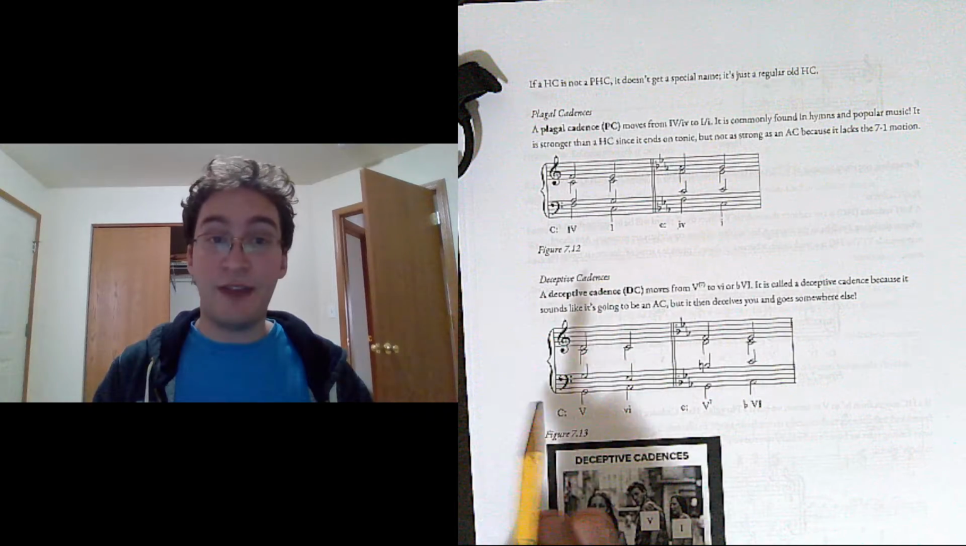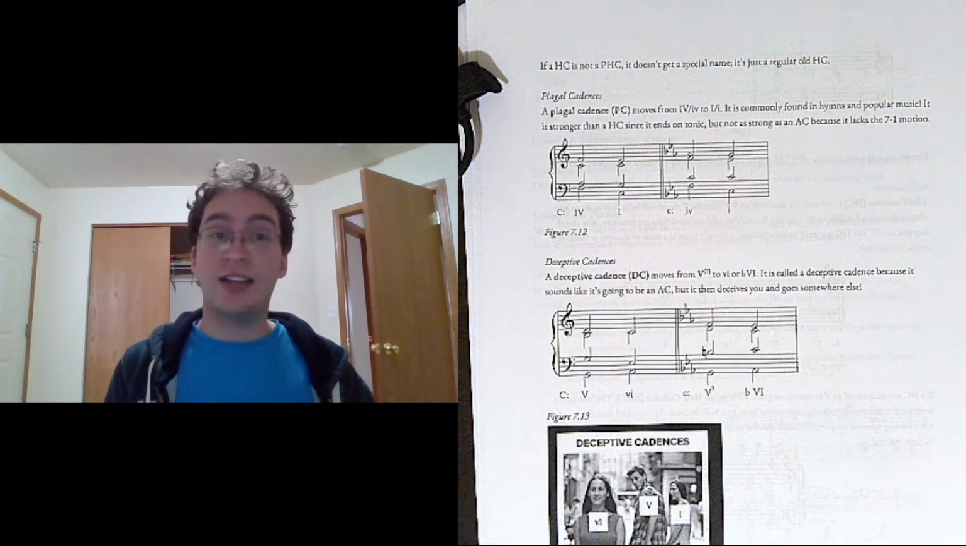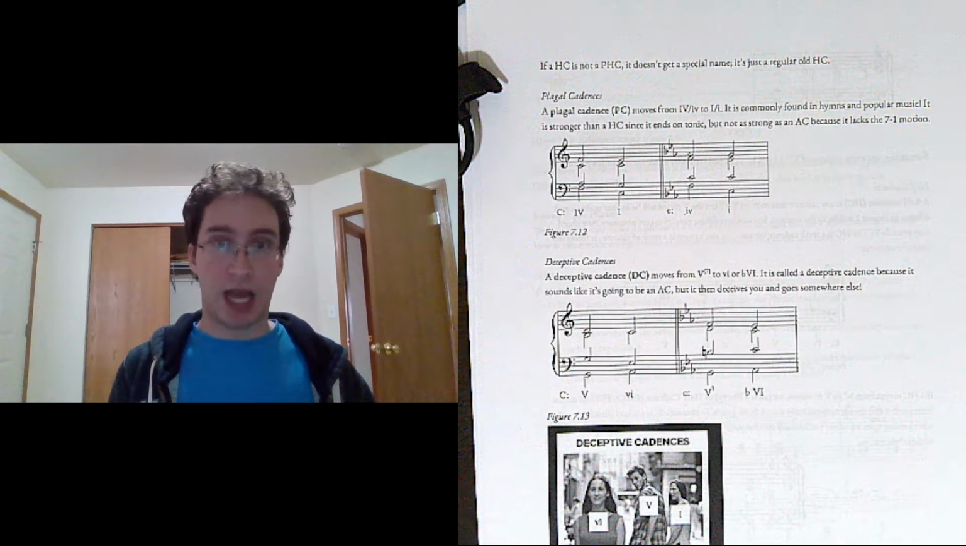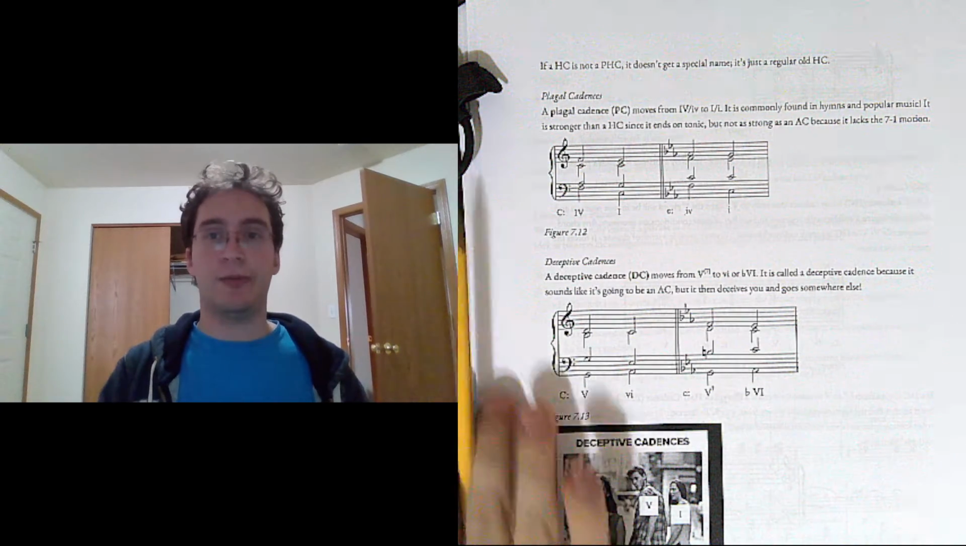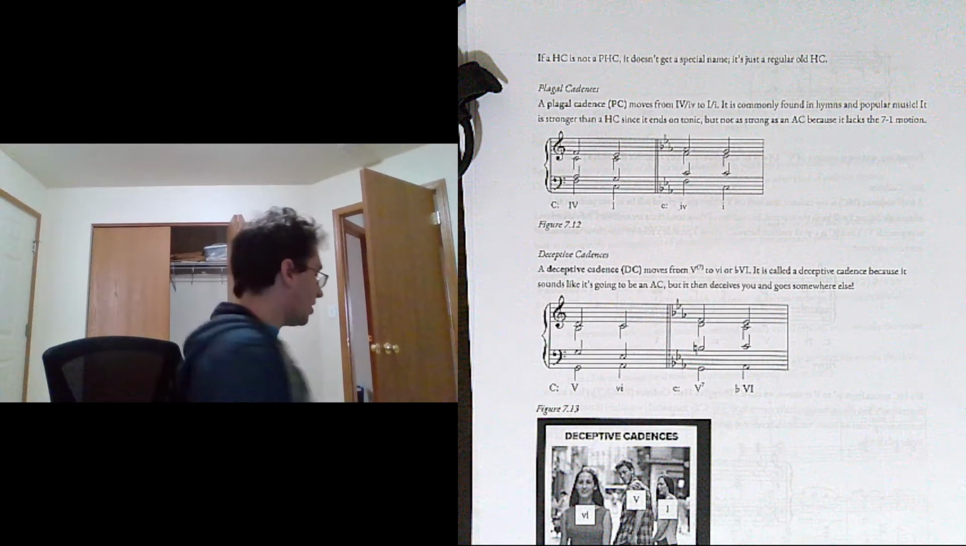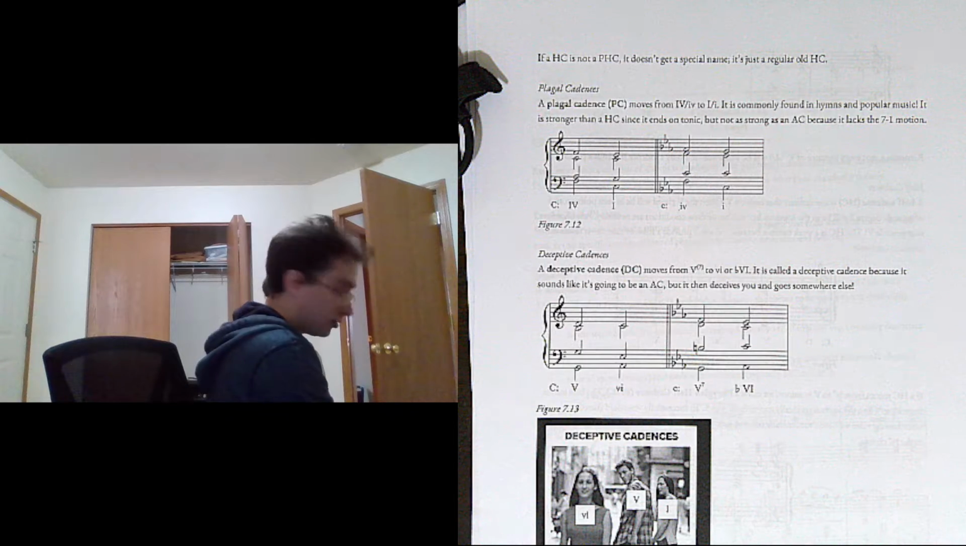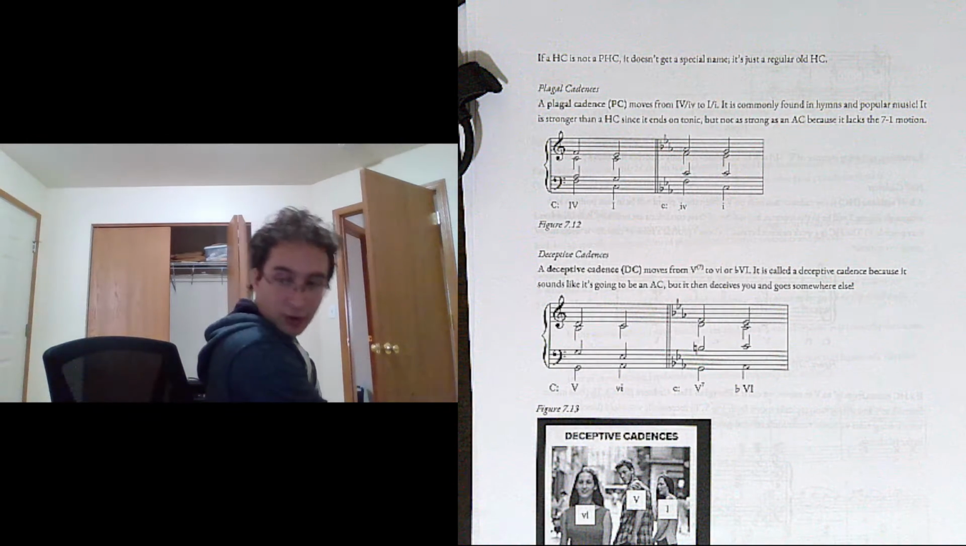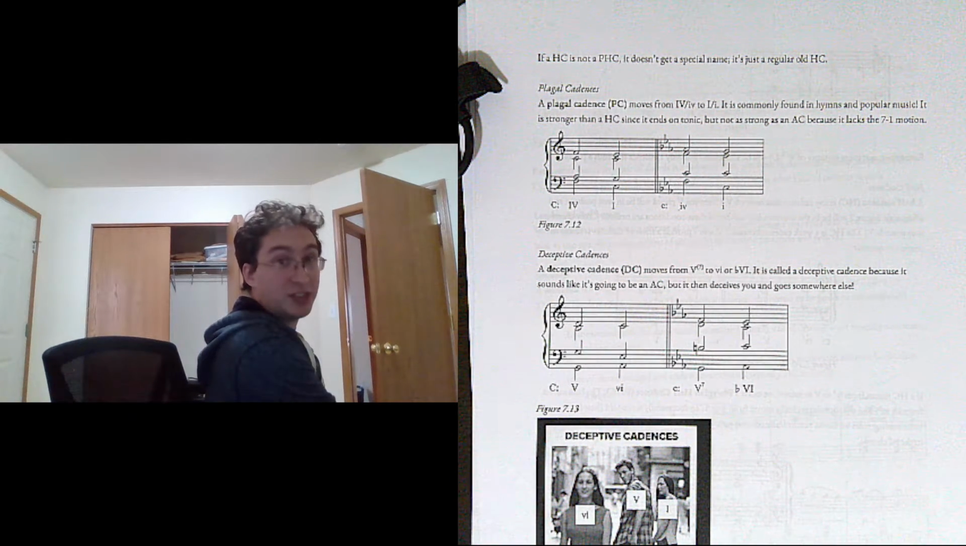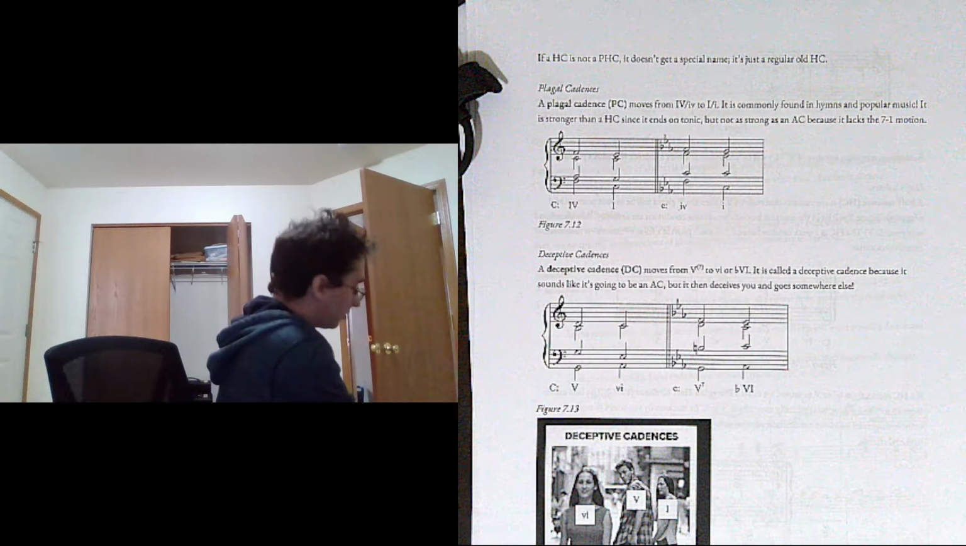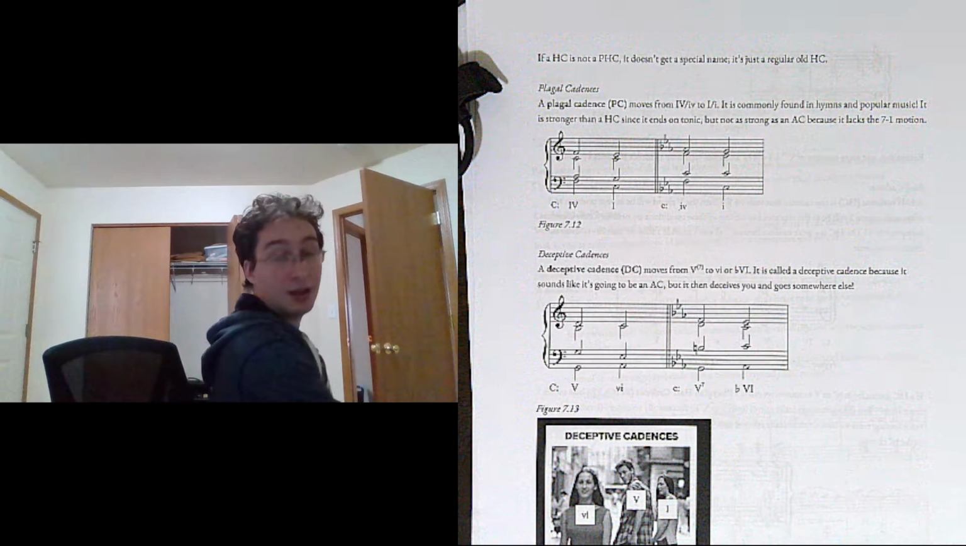This last kind of cadence is definitely new. We haven't talked about it before. It's a DC, a deceptive cadence, because it deceives you. So, you start on a 5 chord, so let's say, cool, we're starting on a 5 chord, and you know where it wants to go. It wants to go to 1, but it's going to deceive you, so it's not going to go to 1.